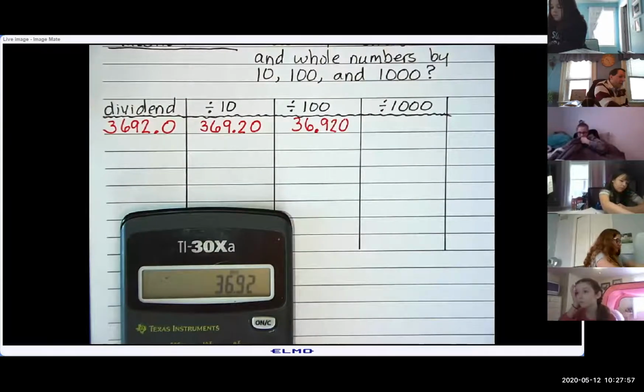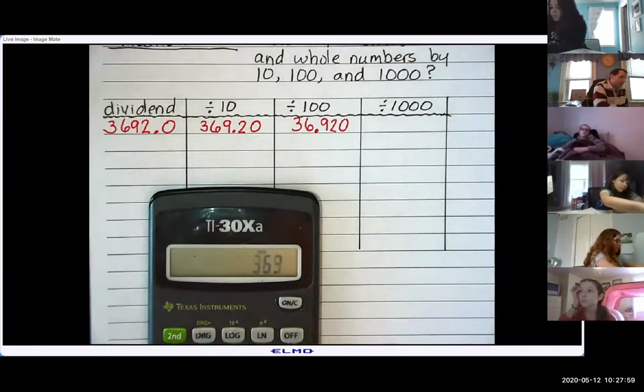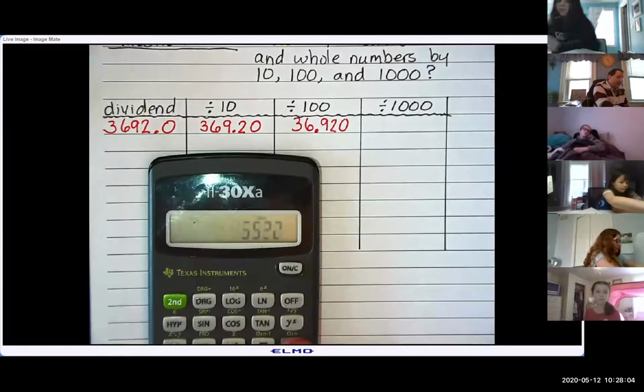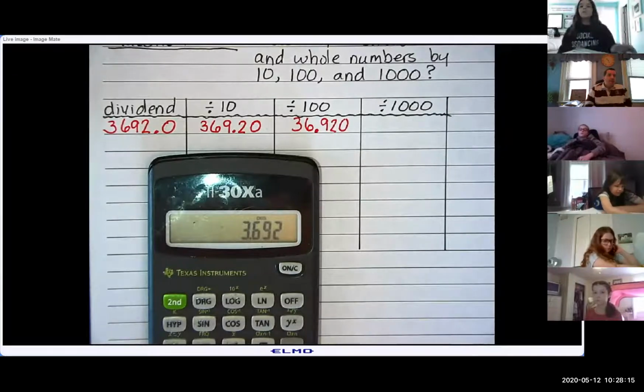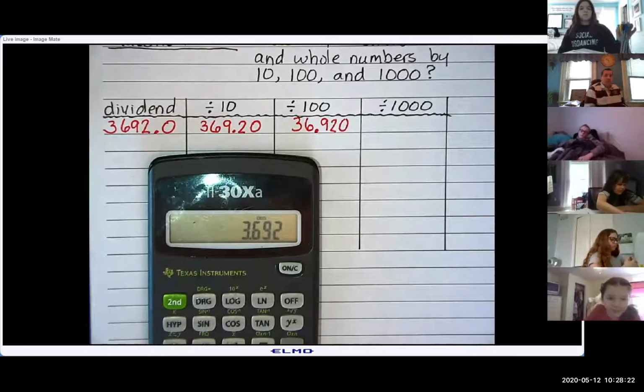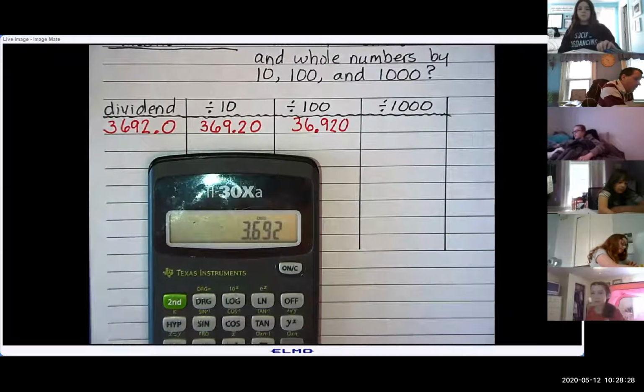Now, let's take our original dividend and divide it by 1,000. What does the calculator give me as an answer? Natalie? You gotta unmute. What does the calculator give us? Good. 0.692.